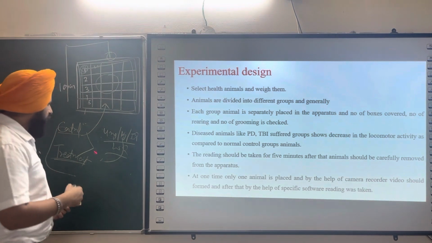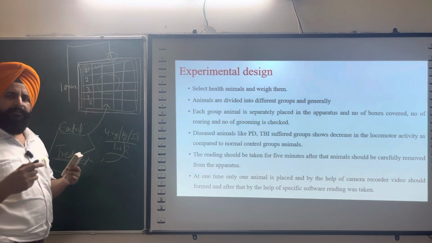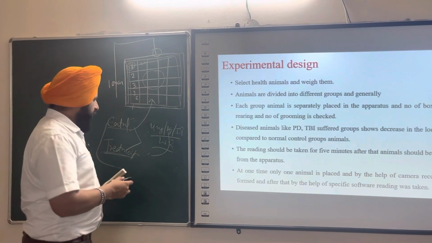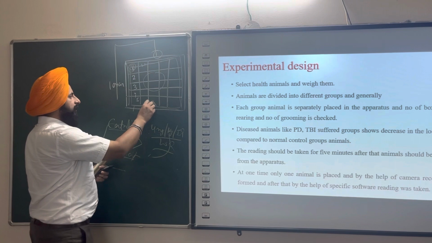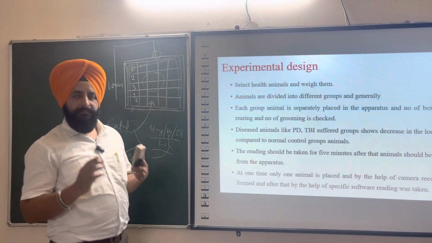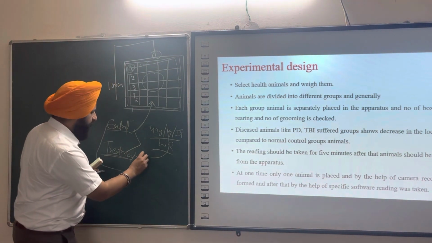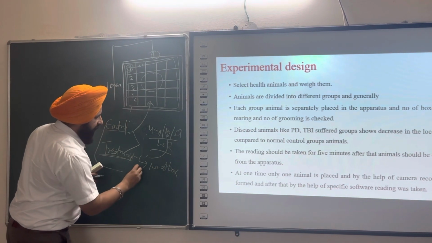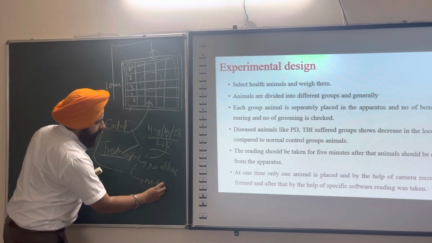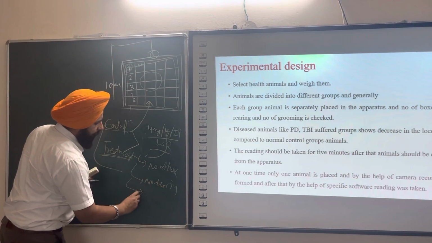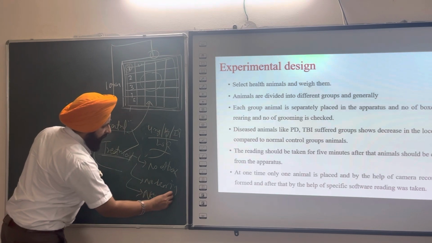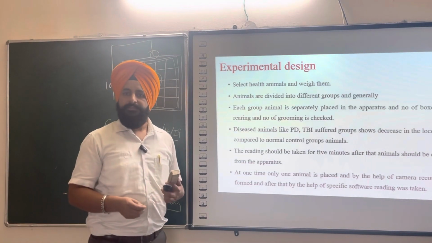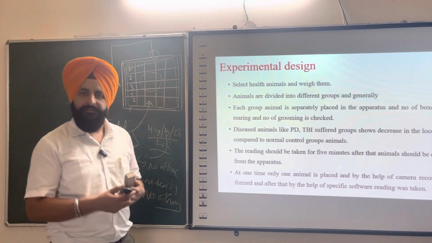Suppose if you perform this for B form or M form, then you will divide animals only into 2 groups, control and treatment, control or a disease. Now simply when you place a control animal, it will show 3 types of activity. I will tell you. The first activity you will see is number of box cross, the second activity will be number of rearing, and third will be number of grooming. So you will check the grooming, rearing and box cross in 5 minutes. The total cut off time is 5 minutes.